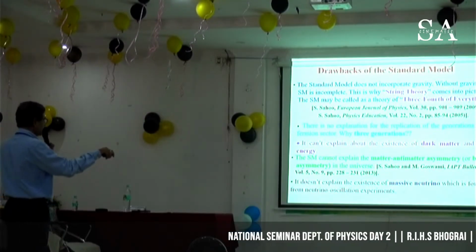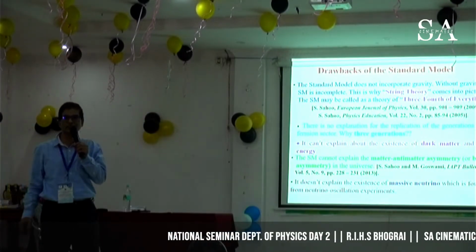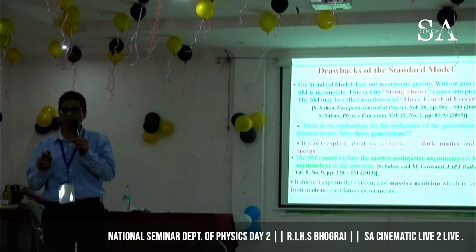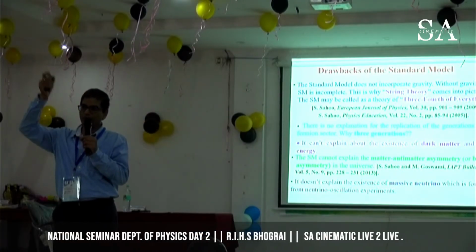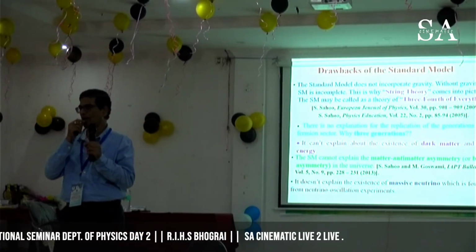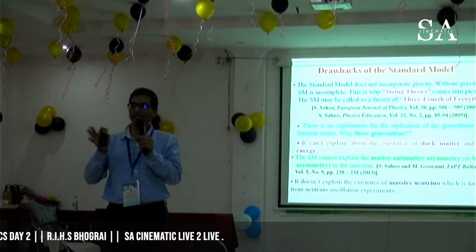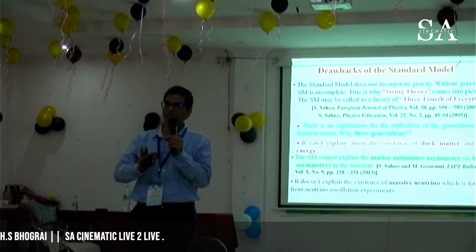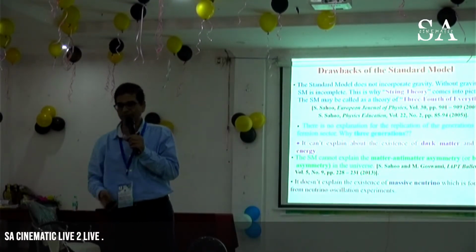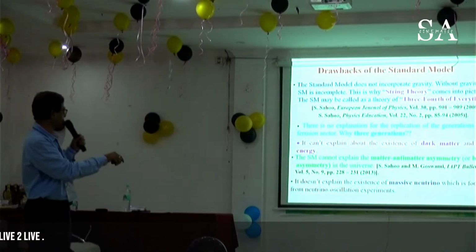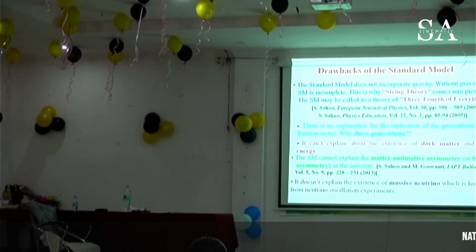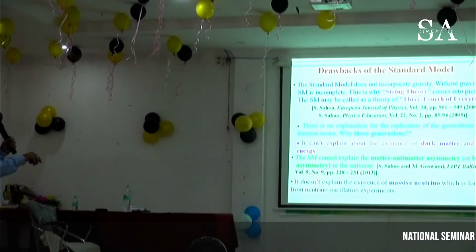So the standard model cannot explain the matter-antimatter asymmetry. According to the standard model, at the time of the Big Bang, there were equal amounts of matter and antimatter. But nowadays we are getting more matter than antimatter. This is known as matter-antimatter asymmetry, and this asymmetry is not explained in the standard model.